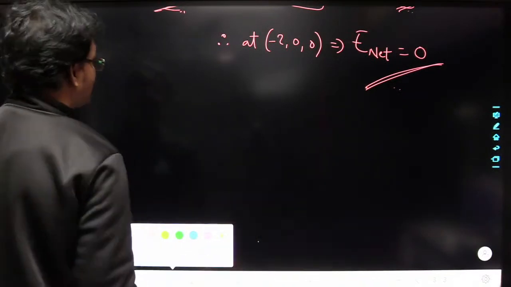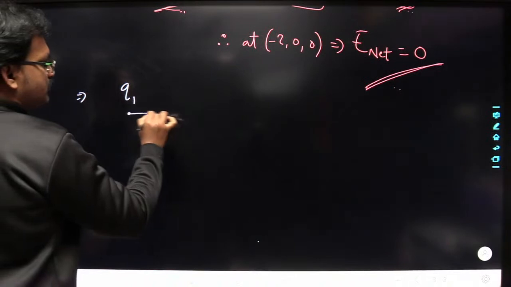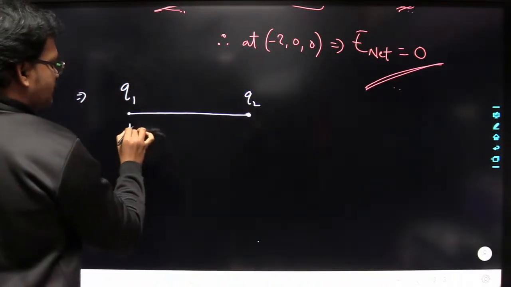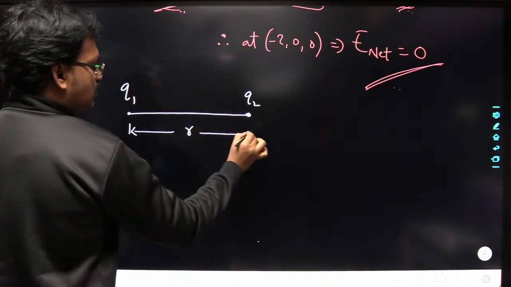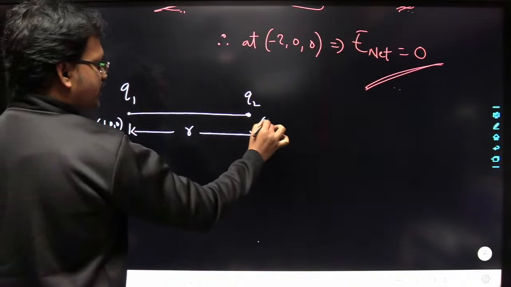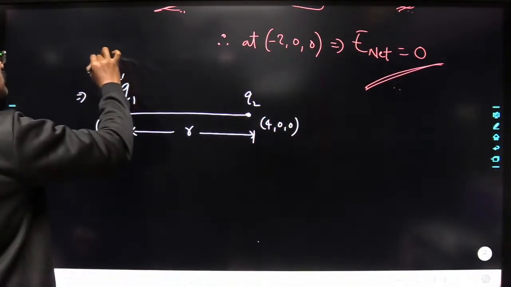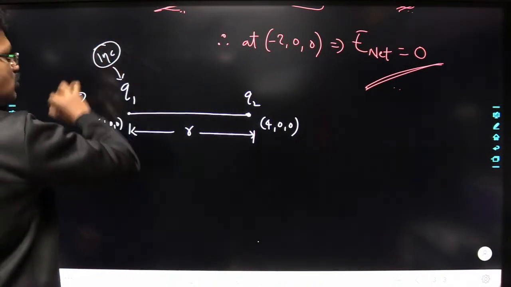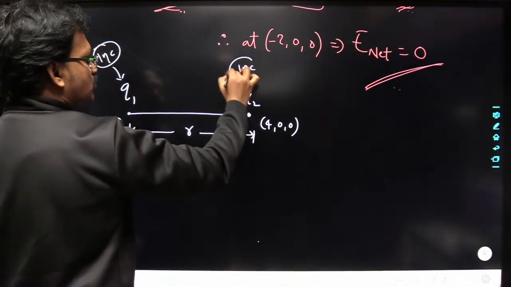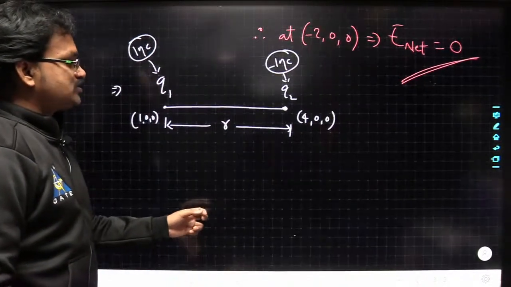Now, if I consider Q1 and Q2 here, these are separated by R. This point is at (1, 0, 0) and this point is at (4, 0, 0). Let us say Q1 is equal to 1 nanocoulomb and Q2 is equal to minus 1 nanocoulomb.